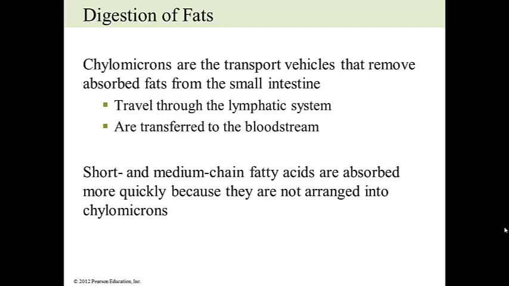Now, short and medium chain fatty acids are absorbed a little bit more quickly because they don't have to be arranged into these chylomicrons for transport. They actually transport a little bit better. However, most of the dietary fat that we eat is long chain fatty acids, and those long chain fatty acids really need the help, or the vehicle, of these chylomicrons to be transported.